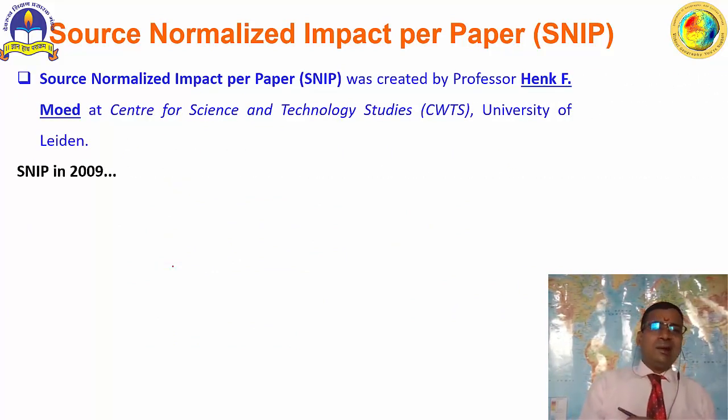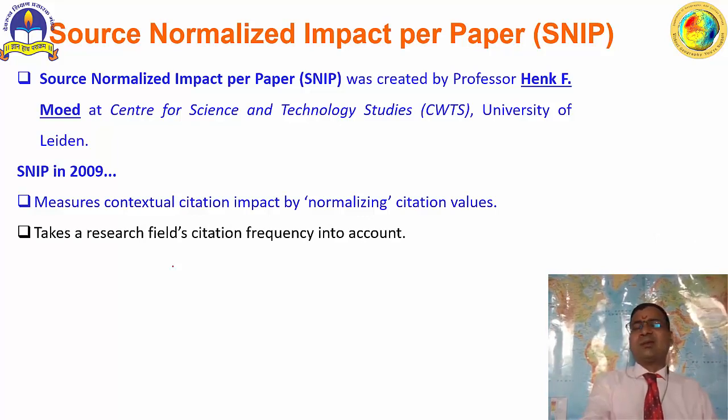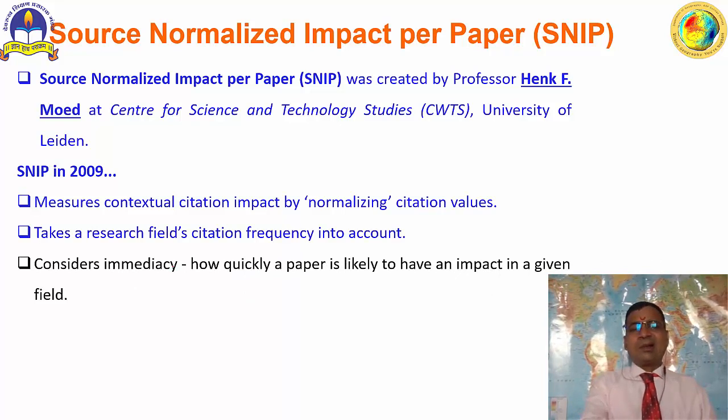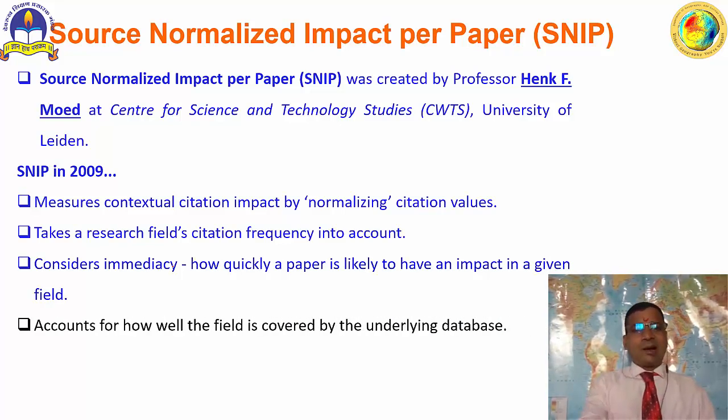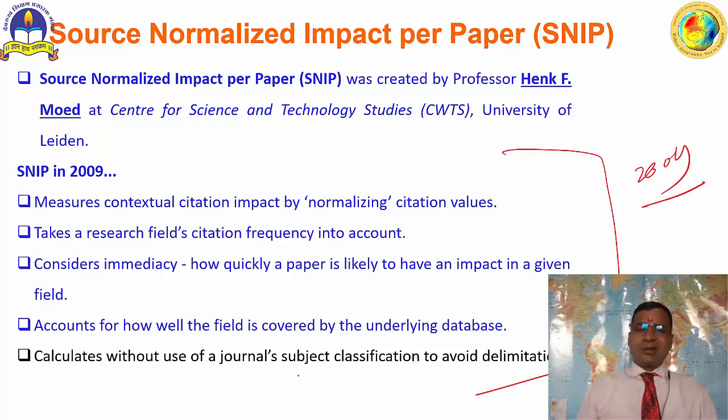Generally, in the year 2009, SNIP was using citations by normalizing the citation value. Then it was taking research field citation frequency into account. Then it was considering immediacy, how quickly a paper is likely to have an impact in a given field. Then it accounts for how well the field is covered by the underlying database, and is calculated without use of journal subject classification to avoid delimitation. While considering SNIP, this was the procedure in the year 2009. It was not classified according to subjects, and it was considering the database, then immediacy, etc.